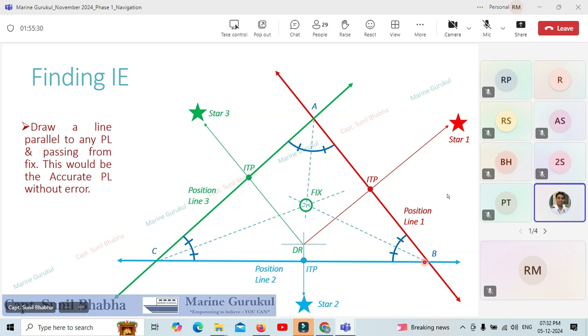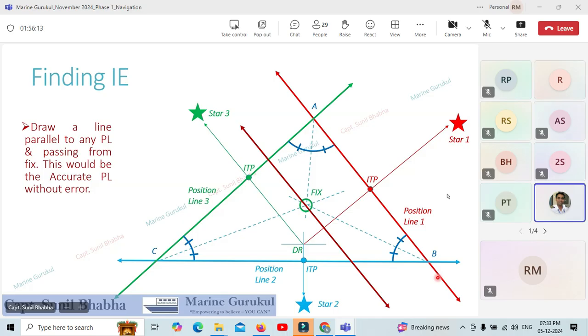Now we have to draw a line passing from the fix which we have obtained in such a way that this line is parallel to our selected PL. So we have to draw a line passing from the fix parallel to the red PL. So we can align our sliding roller or parallel ruler to the red PL, shift it to the fix, and then draw a line parallel to it. You can now see the maroon color PL coming up in the diagram. This is passing from the fix, and this is parallel to our initial PL selected, which is the red PL, PL number 1.